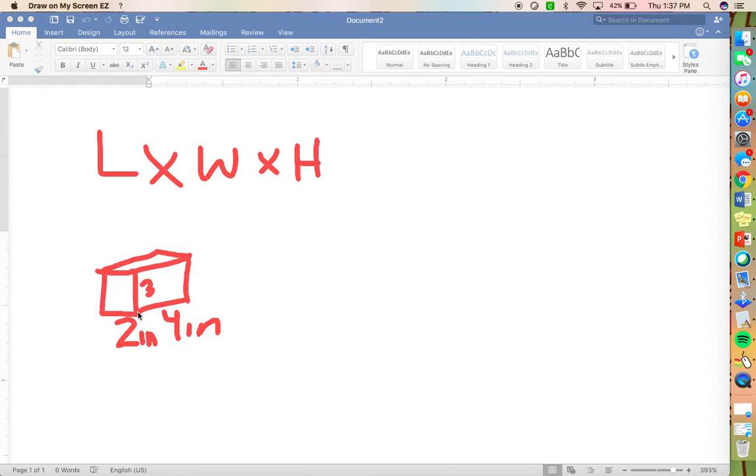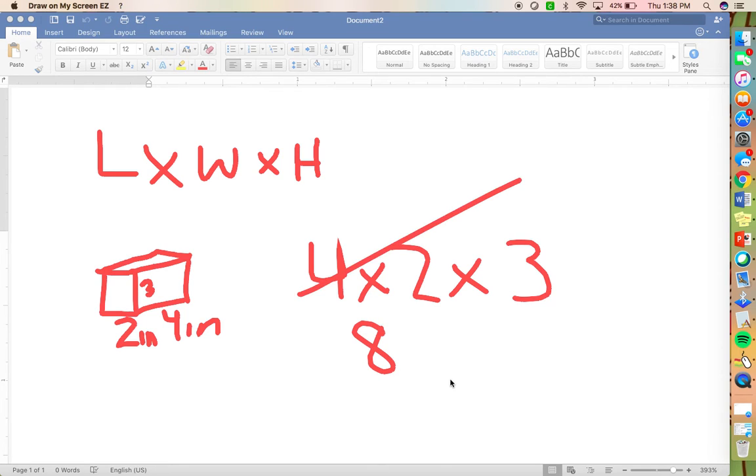So our length is always this long side right down here. So we're going to put 4 times our width, which is this one up here, the 2, times our height, which is 3. So 4 times 2 is 8. We're going to cross off that so we know we used it. Times 3. 8 times 3 is 24. Can't forget our label of inches, and we can't forget our exponent, our 3, because that shows us volume.